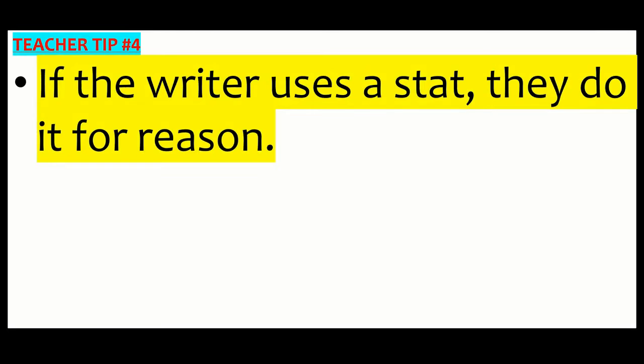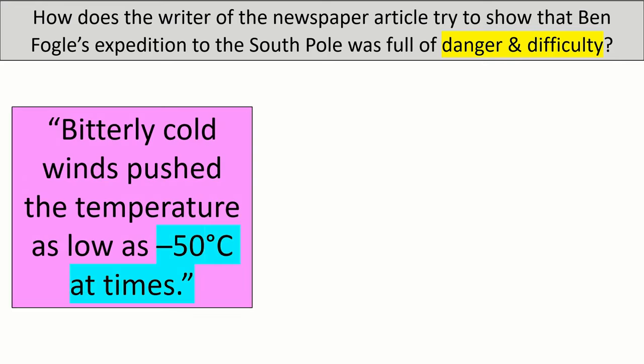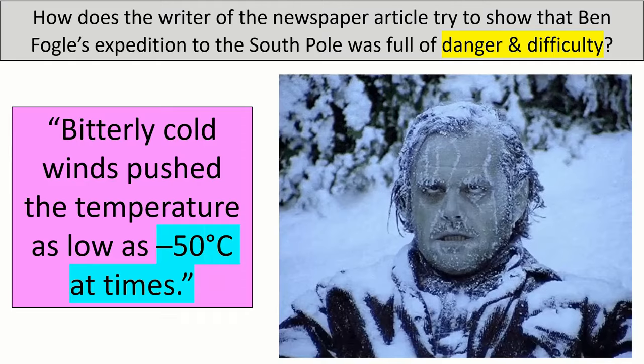And again, if the writer uses a stat, this won't really happen in fiction, but in a non-fiction exam, they do it for a reason, and these are good ones to do answers on. So one stat that tells us is that at the South Pole, it was bitterly cold and the temperature was as low as minus 50 degrees centigrade, Celsius. So again, they've given us that for a reason. It's not saying it was a nice temperature. Why is the writer telling us that? It's basically telling us it's incredibly cold and freezing and bitter and horrible.